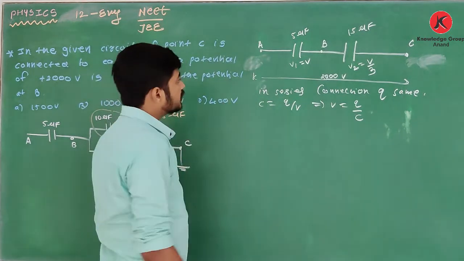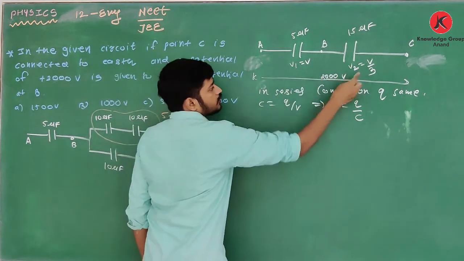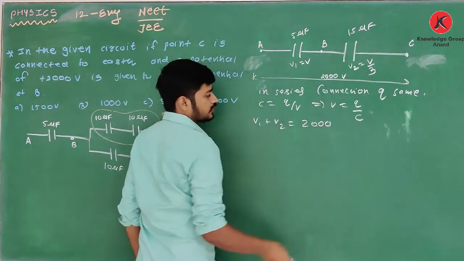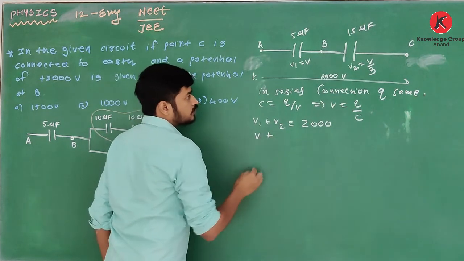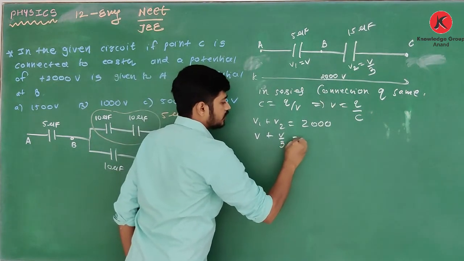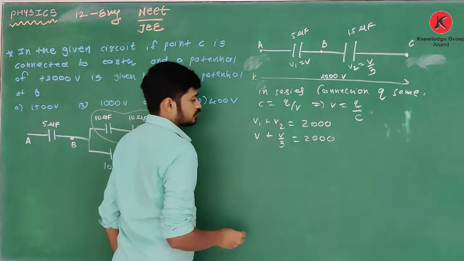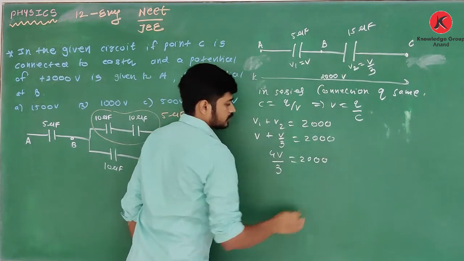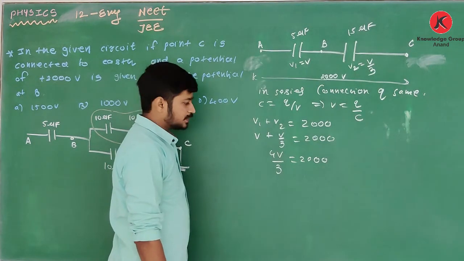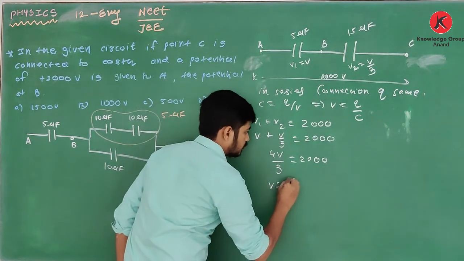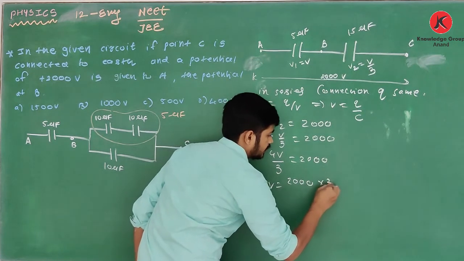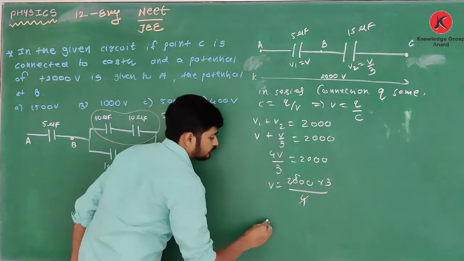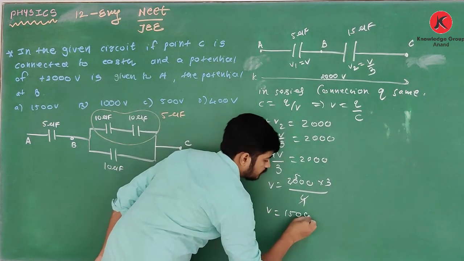So V1 plus V2 is obviously 2000 volt for series connection. V1 I have assumed V, V2 I have assumed V by 3, so V plus V by 3 is equal to 2000. So 4V by 3 is equal to 2000. Simple? Yes, it is simple. So V is equal to 2000 into 3 divided by 4. 4 into 5, 5 into 3 is 15. So V is equal to 1500 volt.